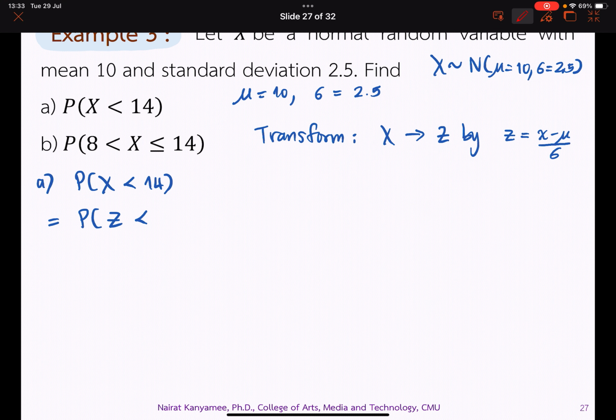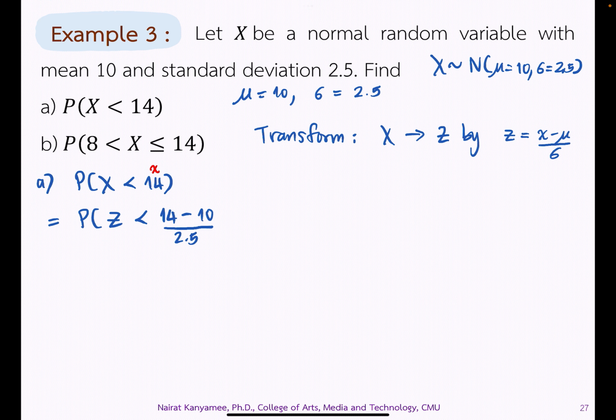Write this down. From x to z, this is the little x value, right? From x to z, we need to subtract mu, which is 10, and divide by sigma, which is 2.5. So up there, P of X less than 14, we transform it to z.